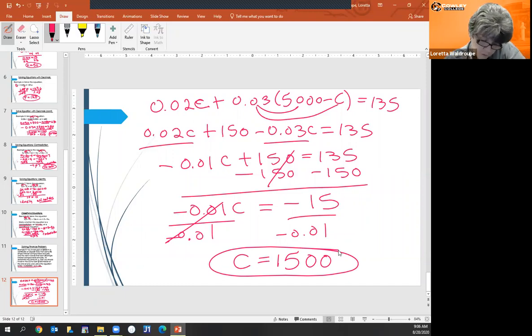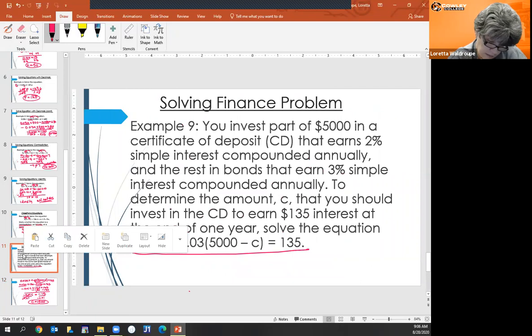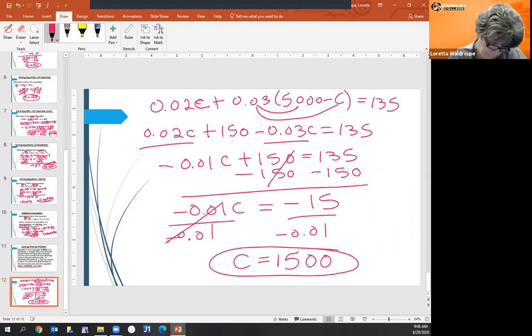And the other remaining should be invested in the bonds. And that ends your lecture for 2.3.